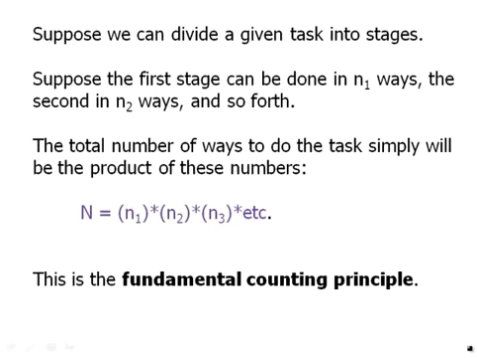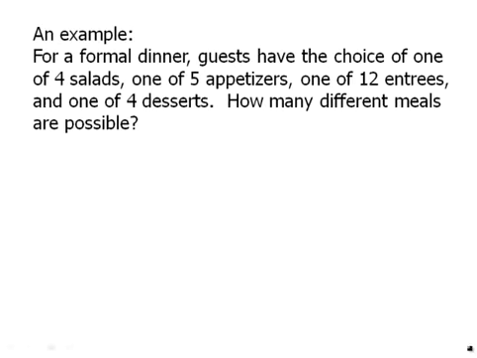So I realize this is very abstract. Now I'm going to show a few examples. For a formal dinner, guests have the choice of 1 of 4 salads, 1 of 5 appetizers, 1 of 12 entrees, and 1 of 4 desserts. And so the whole idea is that at any particular dinner, you'll get a salad, an appetizer, an entree, and dessert. So of the meals like that, how many different possible meals are there?